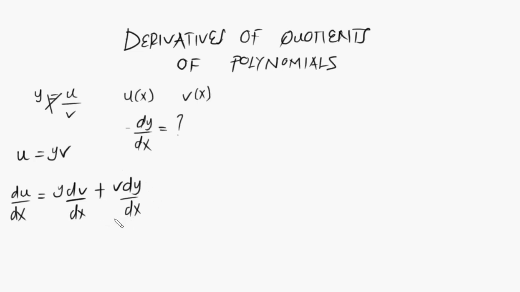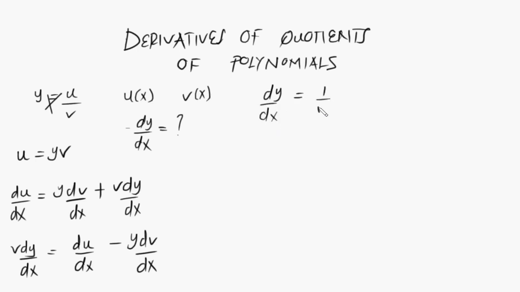But we are looking for dy/dx. We are not looking for du/dx. So let's make this part here, v dy/dx, the subject. So this is just going to be v dy/dx is equal to du/dx. It means when this goes this way, it's just minus y dv/dx. We still have a v though, so let's divide by v everywhere. So dy/dx is just going to be equal to 1 over v, du/dx minus y.